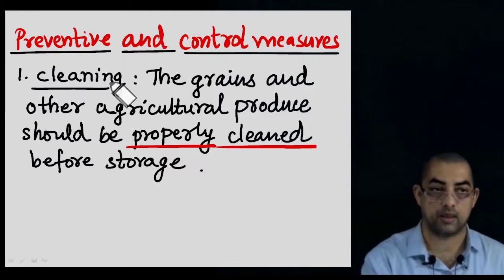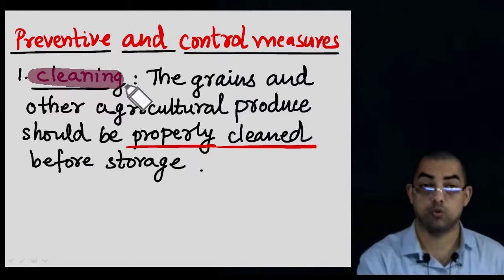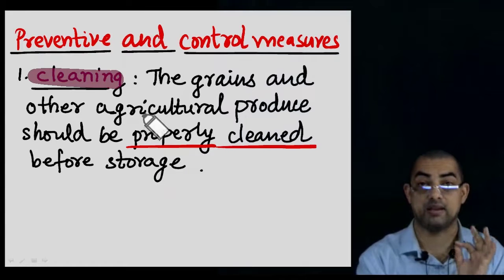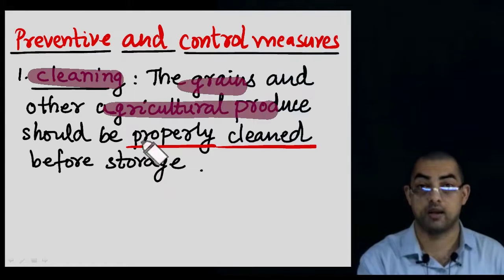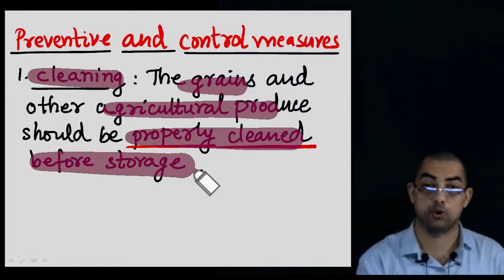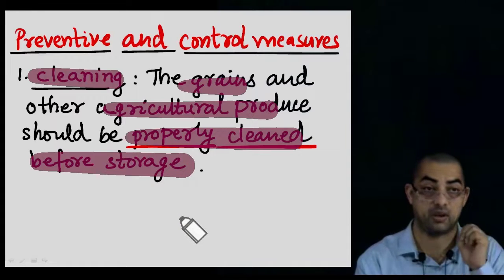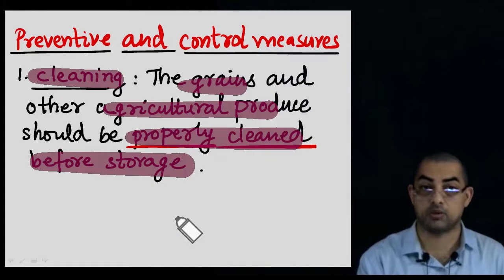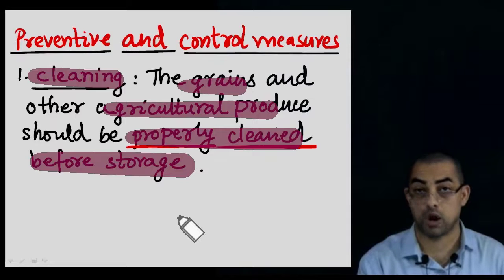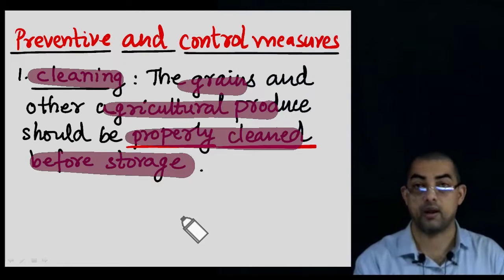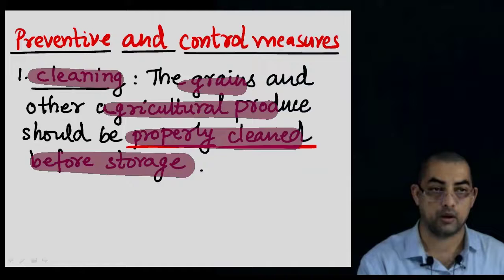The first one is by cleaning. The grains and the other agricultural produce, whatever you get, should be properly cleaned before storage. That is the first step. The place where you are going to store, your storehouse, also has to be cleaned properly, and these grains also have to be cleaned properly.